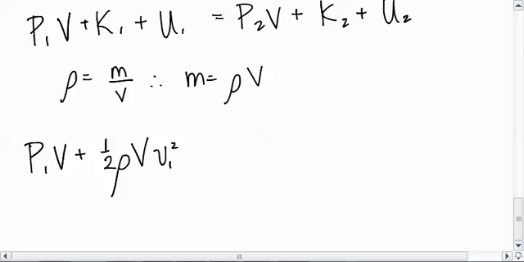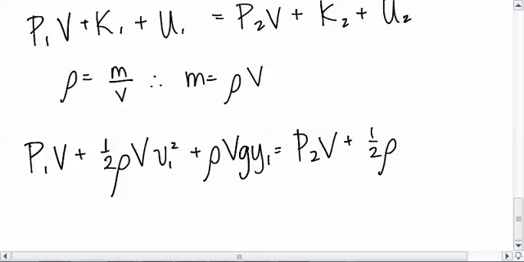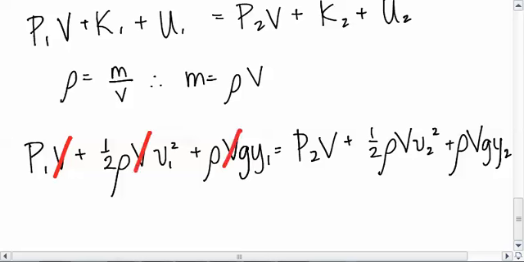Remember I told you we'd have V for volume and V for velocity together? Yay! Plus rho volume g Y1 is equal to P2V plus 1/2 rho volume velocity 2 squared plus rho volume g Y2. What do you notice? Oh my goodness, looks like I can divide by the volume on both sides because it is multiplied by every single term. Well, that looks a little bit better.